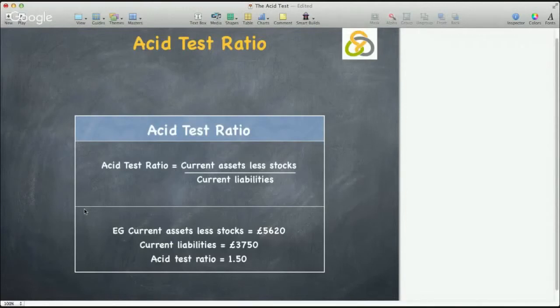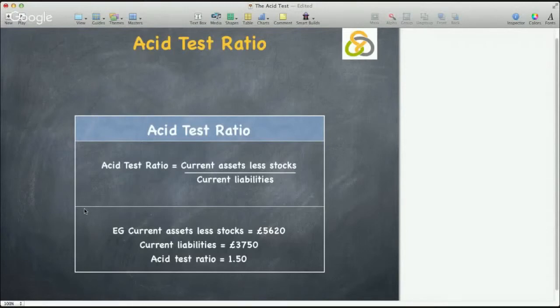In this instance, 5,620 divided by 3,750 gives us an acid test ratio of 1.50. If the acid test ratio is less than 1, the business is going to have difficulty being able to pay its current liabilities should they need to.